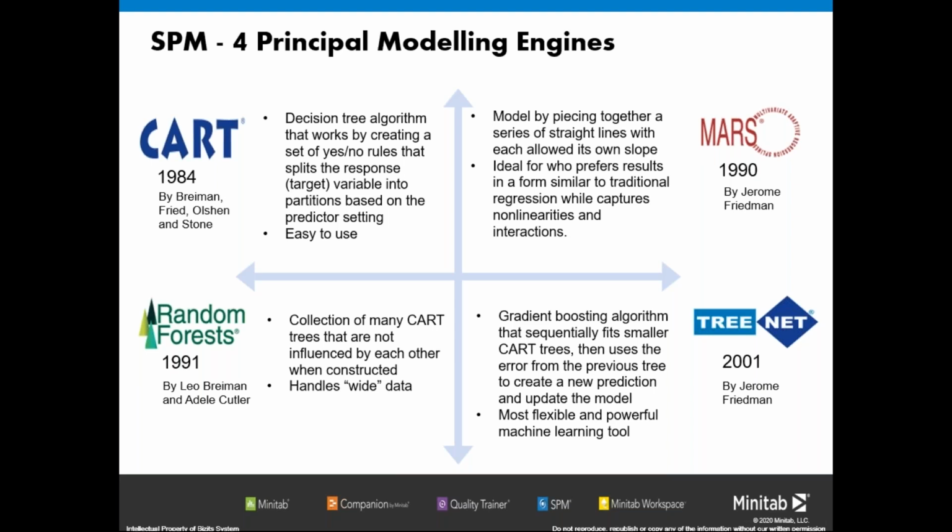Okay, and then we have TreeNet by Jerome Friedman. In TreeNet, they use the gradient boosting algorithm, which sequentially fits smaller trees and then uses the error from the previous tree to create a new prediction and update the model, a more flexible and powerful machine learning.